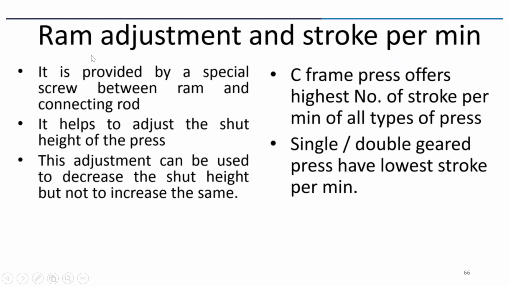Next is ram adjustment and strokes per minute. It is provided by a special screw between ram and connecting rod, and it helps to adjust the shut height of the press. This adjustment can be used to decrease the shut height but not to increase it. The C-frame press offers the highest number of strokes per minute of all types of press, and single or double geared presses have the lowest strokes per minute.